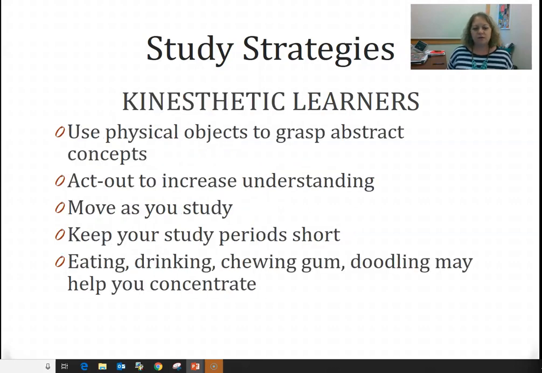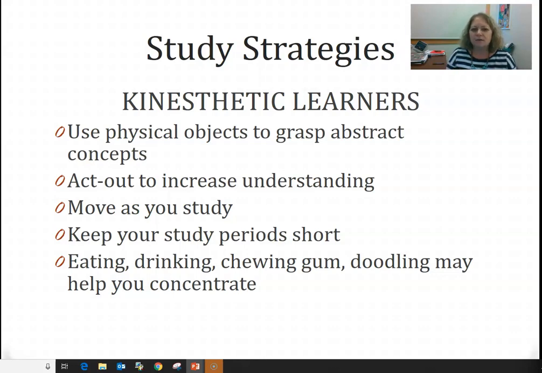Kinesthetic learners: using physical objects to grasp abstract concepts. So think about when you were a kid and you were doing math, right? What did you do? You went and got, let's say, paper clips, to count things out. Or you used a box of crayons and you took out those colors. Or you used the little contraption with the balls on it. Can't think of what that thing's called. So using objects to help you in grasping that information, things that you can touch, you're going to remember it, okay?